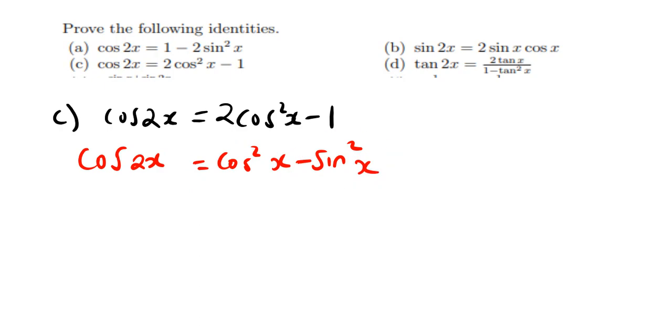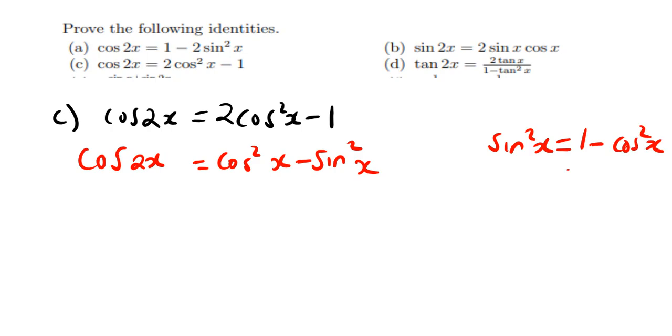So what are we going to have? If we make sine squared the subject of the formula from our parent identity, our Pythagorean identity, you know that sine squared x is just the same as 1 minus cos squared x.